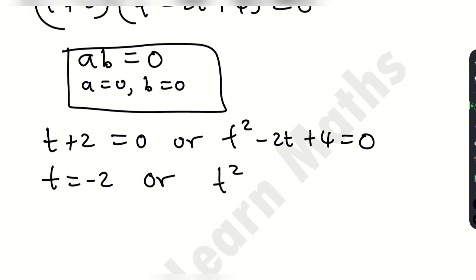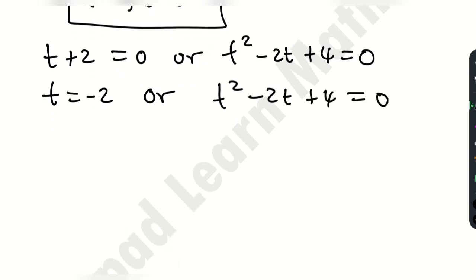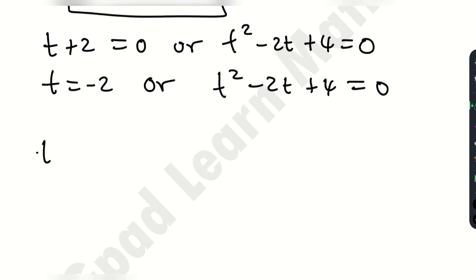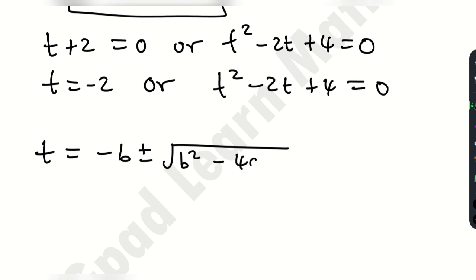So let me just rewrite it. T squared minus 2t plus 4. So using the quadratic formula, let's get a, b, and c. The formula is this: t is equal to negative b plus or minus the square root of b squared minus 4ac, all divided by 2a.